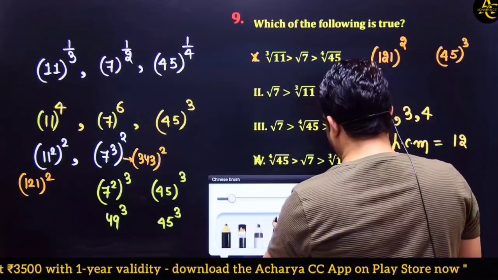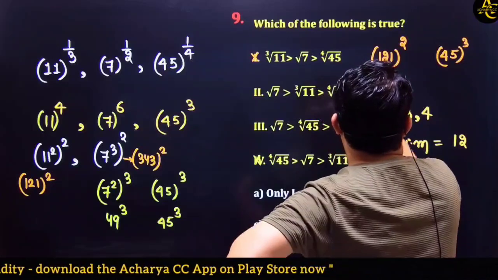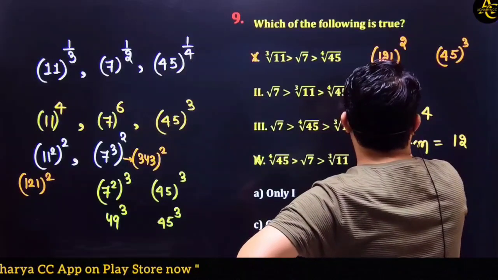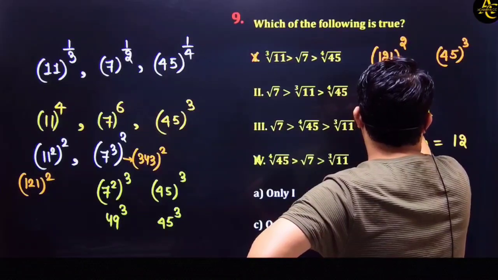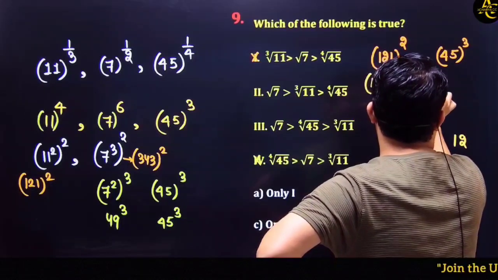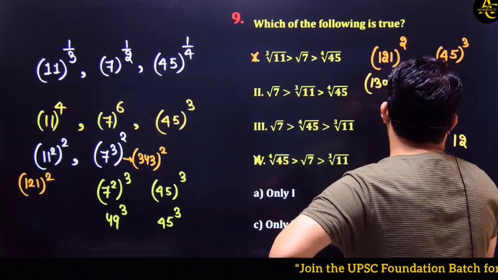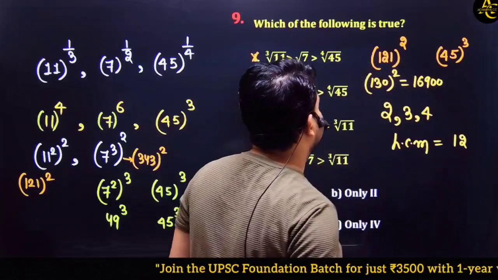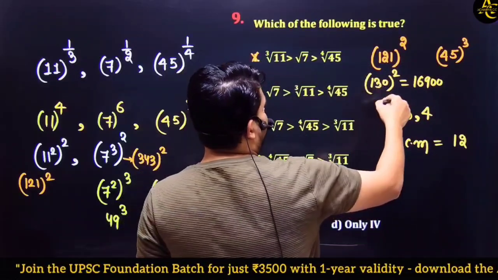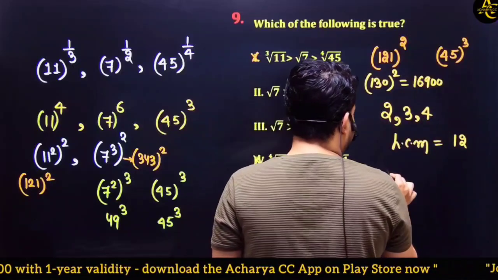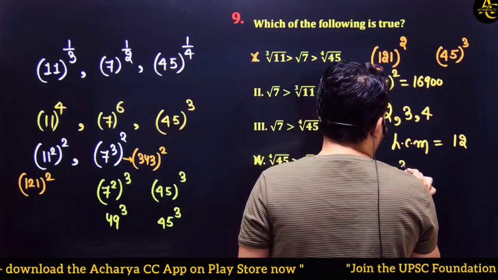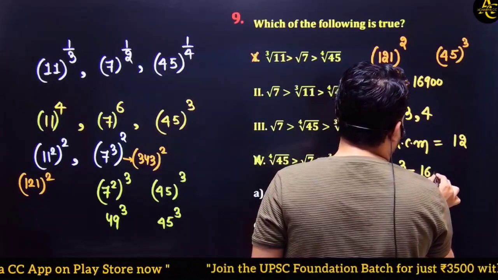See, 121 square. If I take it as 130 square, it is equal to 16900. See, I am taking a number which is greater than this number. And for this I am taking a number which is lesser, I am taking it as 40. And you know that 40 cube is nothing but 64,000. Wait.